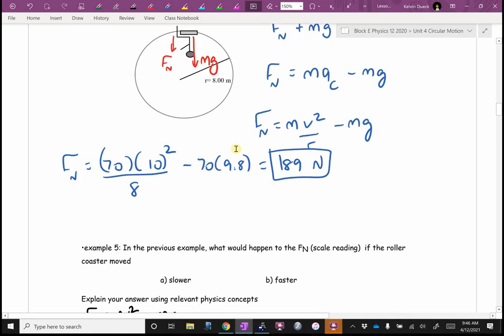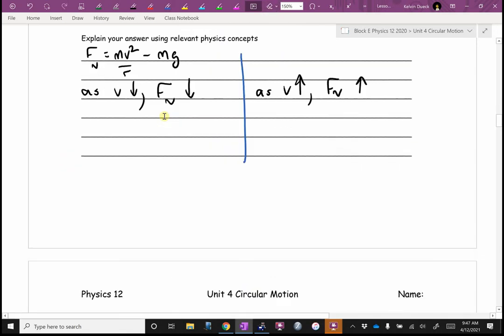What would happen if this number was so small that you got a negative answer? What would happen if V was... Oh, let's come back to that.